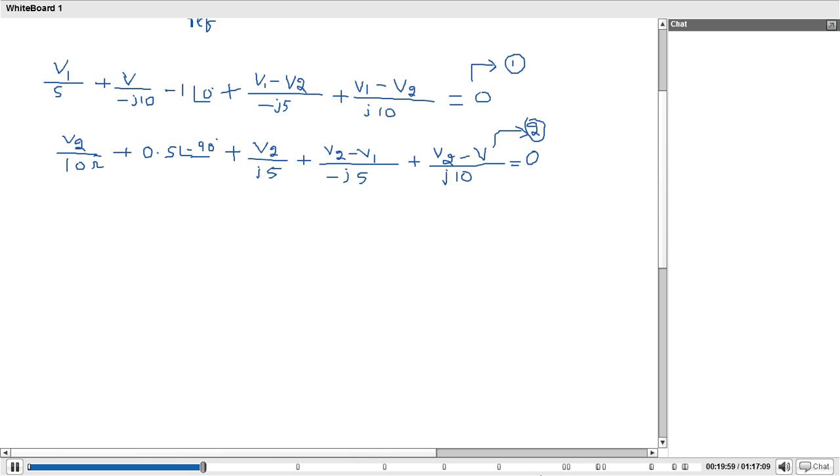First you solve equation 1. V1 by 5, 1 by 5 is 0.2, so 0.2 V1, and minus 1 by j. Minus 1 by j is nothing but j. So 1 by 10 is 0.1, so this is nothing but 0.1 j.